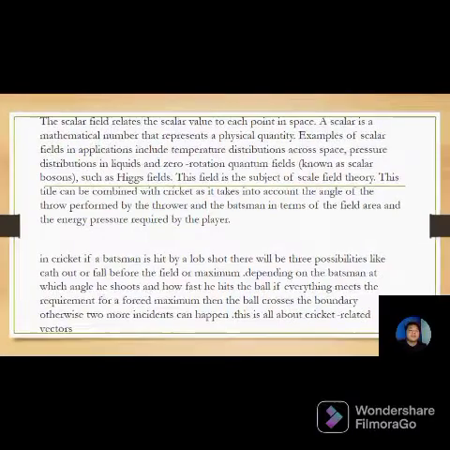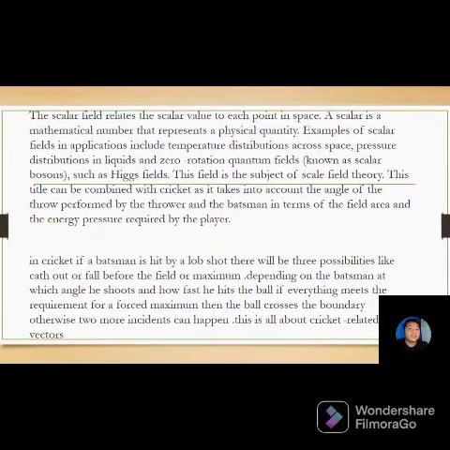The scalar field relates a scalar value to each point in space. A scalar is a mathematical number that represents a physical quantity. Examples of scalar fields in application include temperature distribution across space, pressure distribution in a liquid, and quantum fields known as scalar bosons, such as the Higgs field. This field is the subject of scalar field theory.